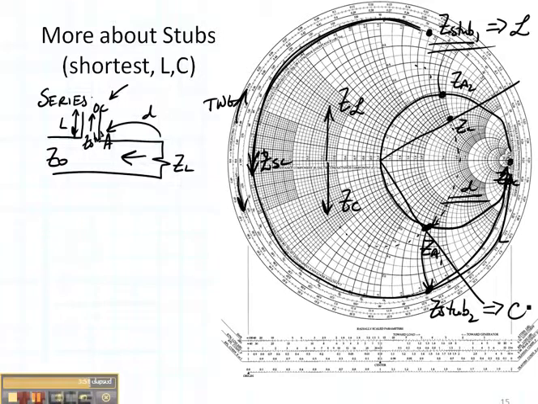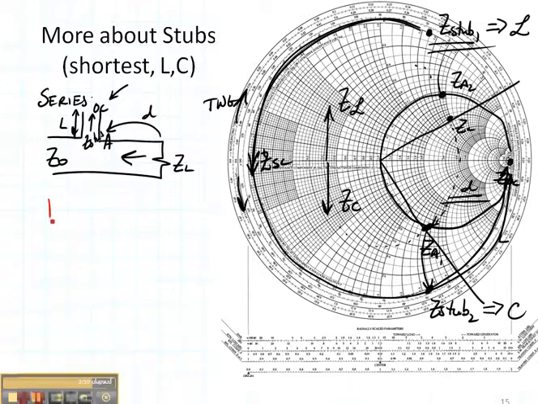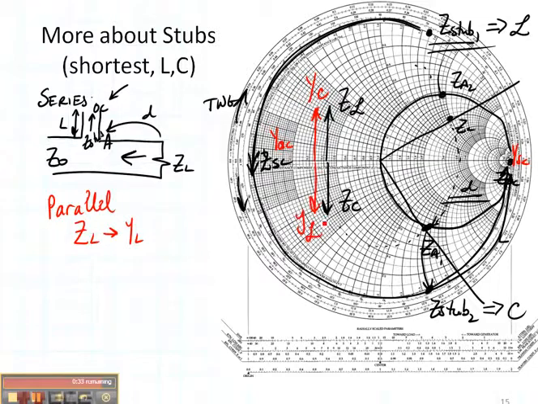Now let's talk about how this would change if instead of having a series stub, I had a parallel stub. Well, the first thing is that I would have converted ZL to YL, and I would have done all of my design that way. Remember that Y of an open circuit is here, and Y of a short circuit is there. Remember one other piece here, that Y of a capacitor is here, and Y of an inductor is there. So I would do this design exactly the same way.